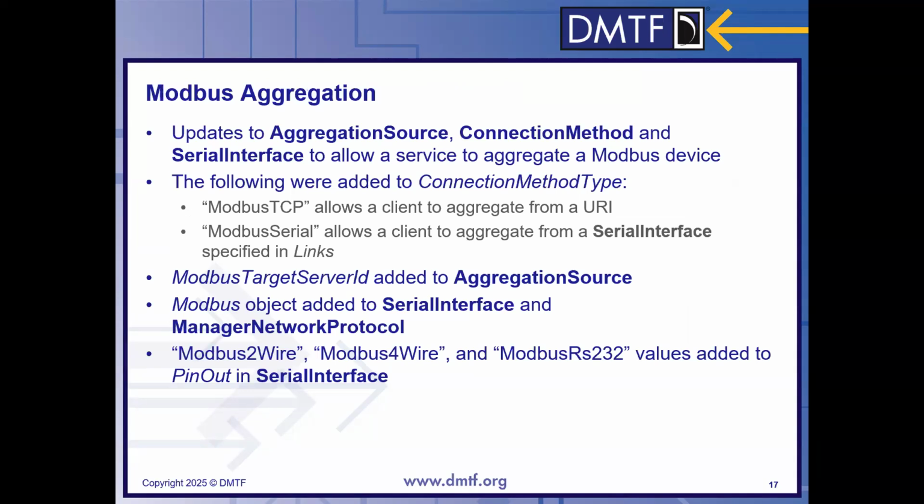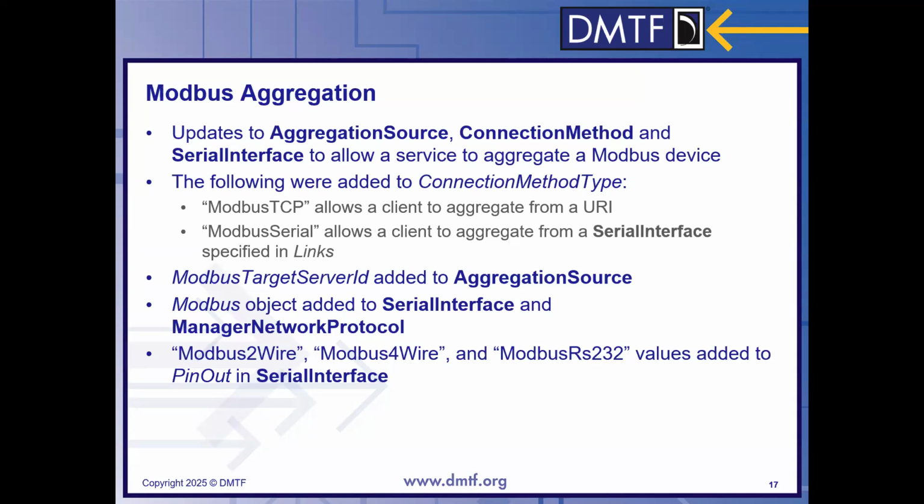All right, moving on to Modbus aggregation. Modbus is still a thing, and there's a need to be able to configure a service to point to different Modbus entities and start aggregating data from those sources into its own model. So we've added a few extensions to the model under the aggregation model. The connection method type property was extended to allow for Modbus TCP and Modbus serial.